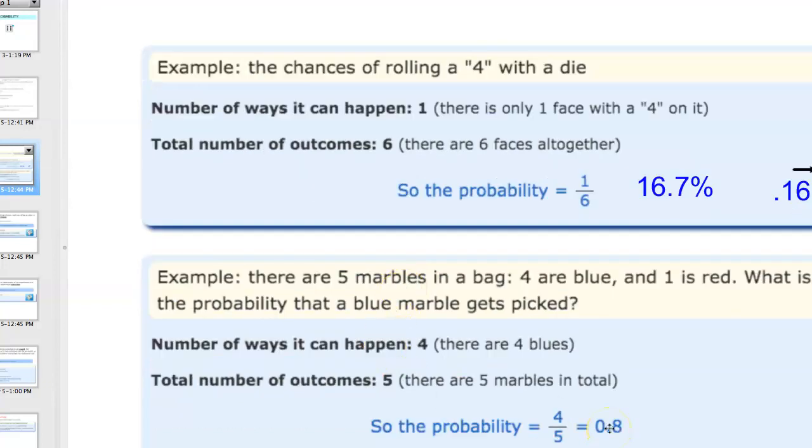And another example: there are 5 marbles in a bag. 4 are blue and 1 is red. What's the probability that I would get a blue marble? Well, there are 4 blue marbles, so that's the number of ways that it can happen, 4. But there are a total of 5 outcomes, right? I can have 4 blue or 1 red. So the probability is the number of ways it can happen divided by the total. So 4 divided by 5, that's 4/5. I can write it as a decimal, or you can write it as a percent. 4/5 as a percent is 80%. So these are the 3 ways that you can write probability.